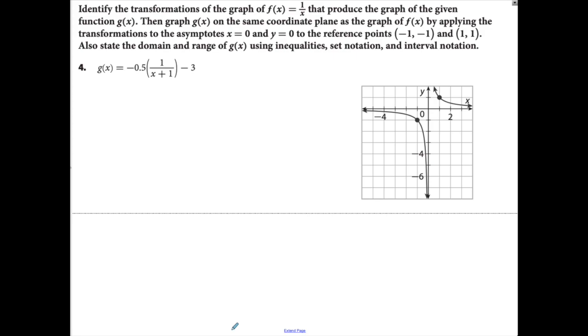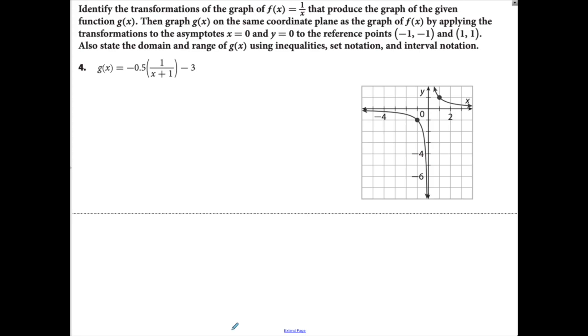what you're going to do is on this coordinate plane, and I encourage you to make a table if needed, you're going to try to identify the transformations from 1 over x to this function. If you need to graph it first, that's fine. You also need to make a graph of this function on this same coordinate plane. We need to think about our asymptotes in helping us do that. And then we need to find the domain and range using inequalities, set notation, and interval notation.